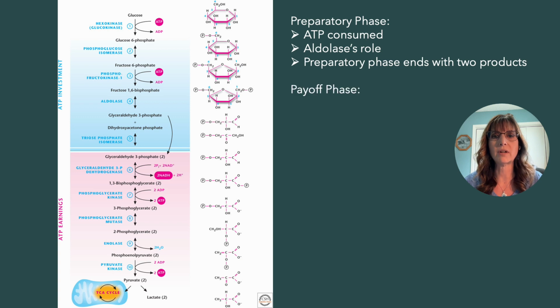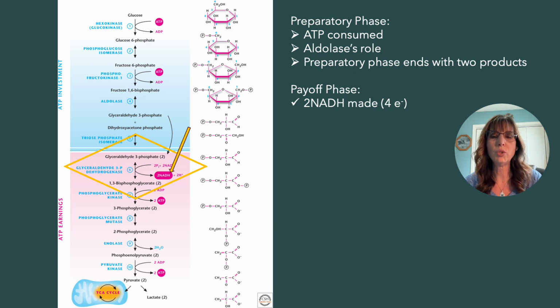Now, those glyceraldehyde 3-phosphate molecules are converted into 1,3-bisphosphoglycerate by the enzyme glyceraldehyde 3-phosphate dehydrogenase. Aren't all these big names fun? Notice this is where 2 NADH molecules, those high energy electron carriers, are produced. And they're going to go on to carry 4 electrons to the electron transport chain, where they power the proton pumps and make all that ATP.